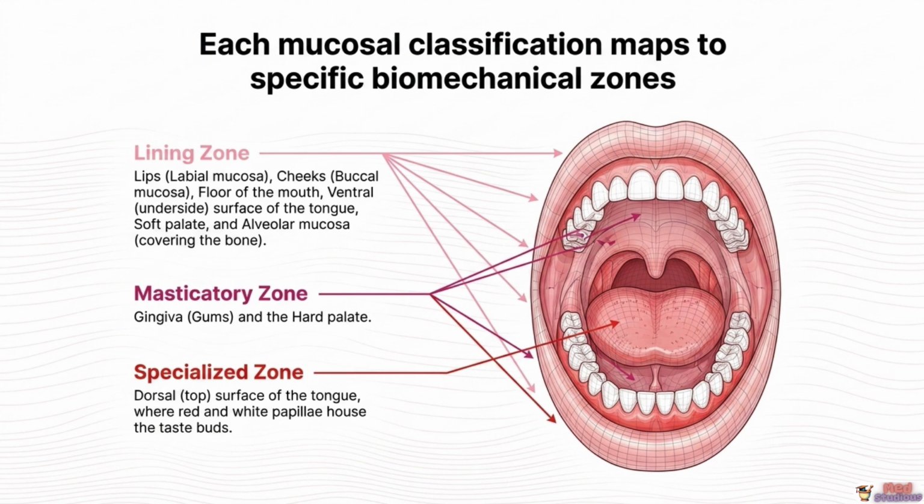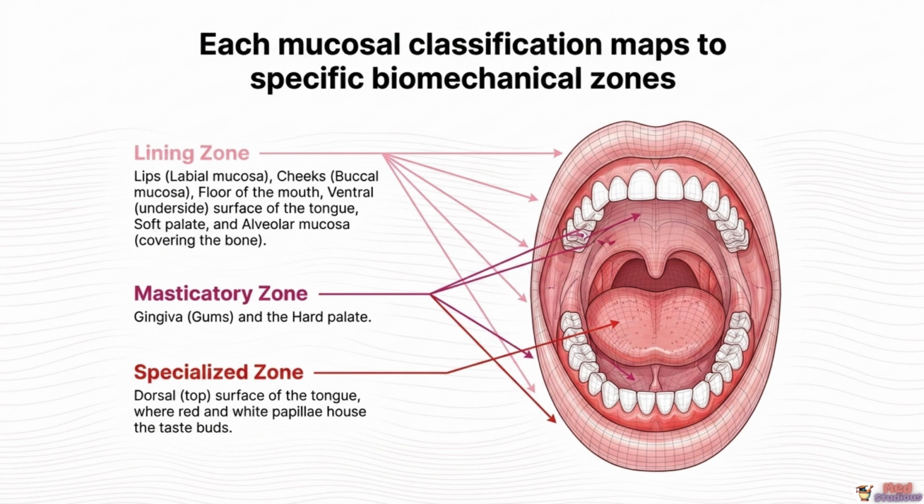The masticatory zone is restricted to 2 high-impact anatomical sites: the gingiva, meaning the gums, and the hard palate. Both of these regions are pressed firmly against teeth or bone during every single bite of food, so they demand the structural toughness of keratinization.